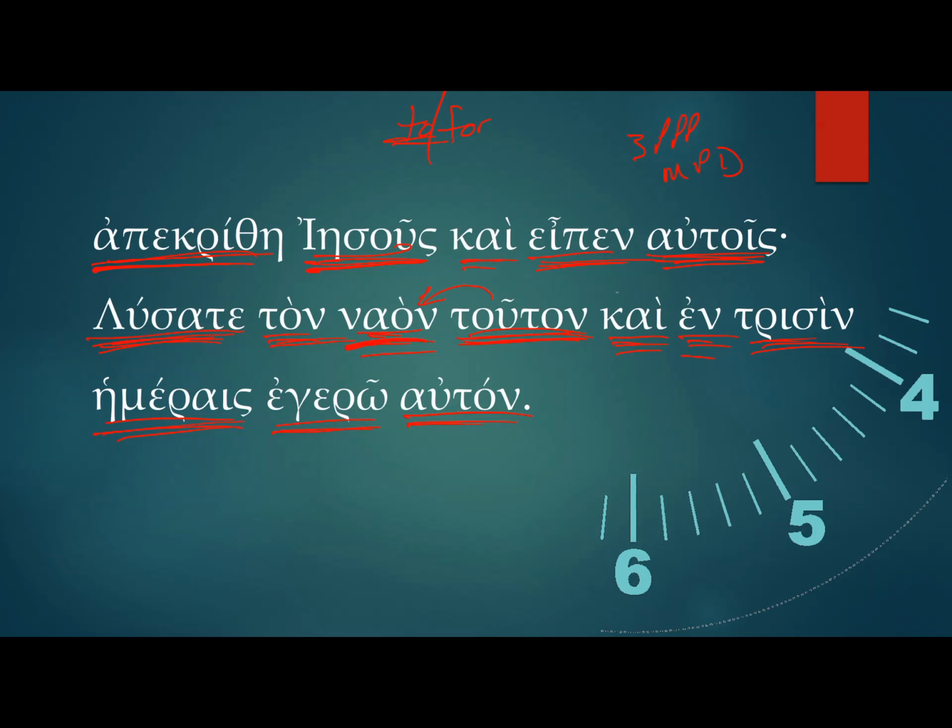So we've got a prepositional phrase here, en trisin hemerais. Hemerais is in the dative case here, but it's not in the dative case because it's trying to point out, like autois up here was the dative as an indirect object. This is a dative simply because the preposition en takes its object in the dative case. So anytime you see en, look for the object being in the dative case.